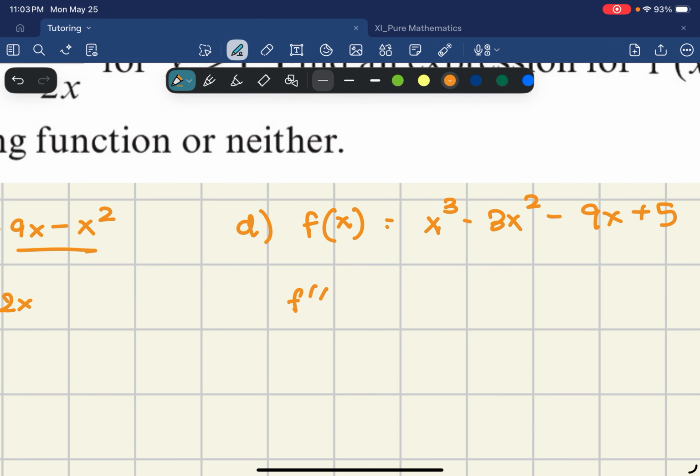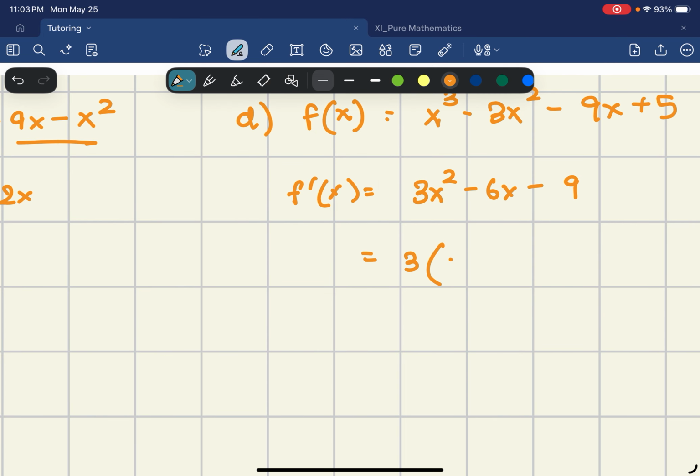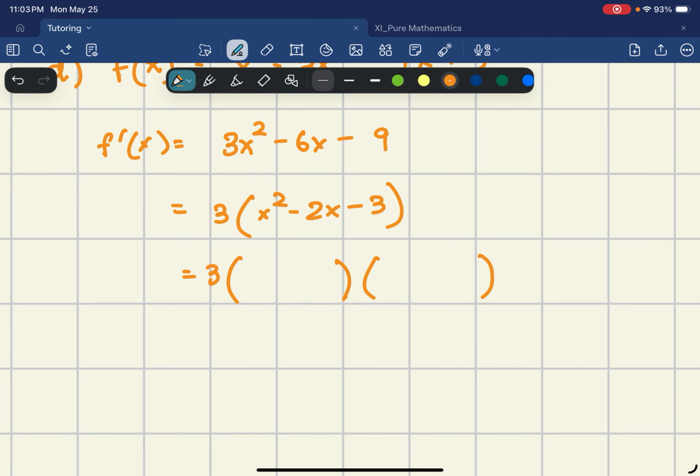So f dash of x is going to be 3x squared minus 6x minus 9. You can factor out a 3 here, and then you can factorize this. When you factorize it, you are going to get x minus 3, x plus 1. We have discussed factorization and differentiation before, so that is why I'm doing it very quickly.